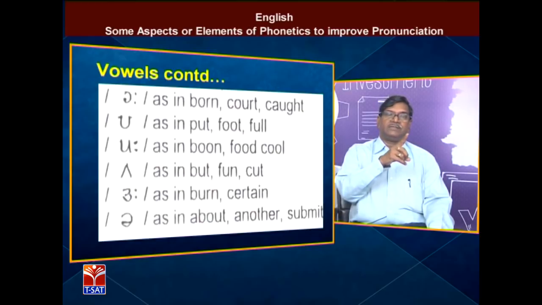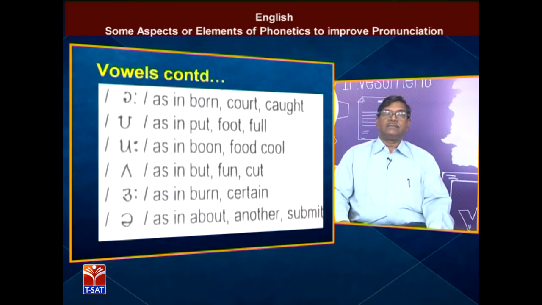The symbol is the number 3 followed by 2 dots. That is the symbol of the sound. It is a slight variant of ah. When you say ah, you open your mouth; for this one, you utter the same sound without opening the mouth, as in bird, curd, burn, certain. These are all words which have the same sound.